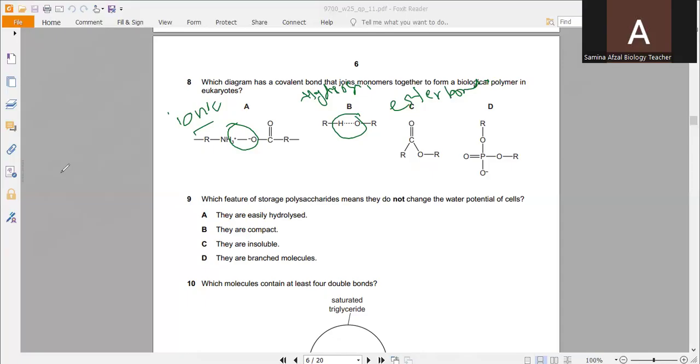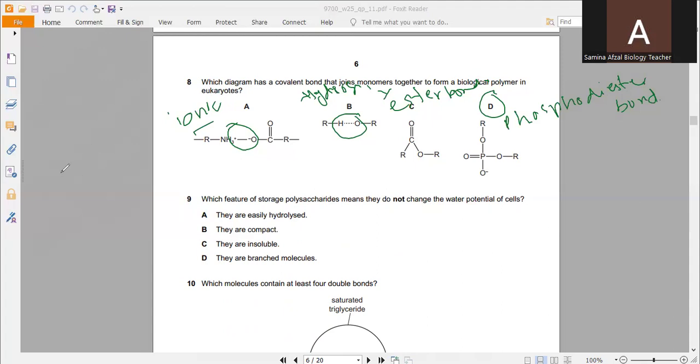And at D, you can see a phosphodiester bond, which is the backbone of the nucleic acid formed between nucleotides. So D is the correct option. The covalent bond is there in D only. C, B, and A are not the correct options.